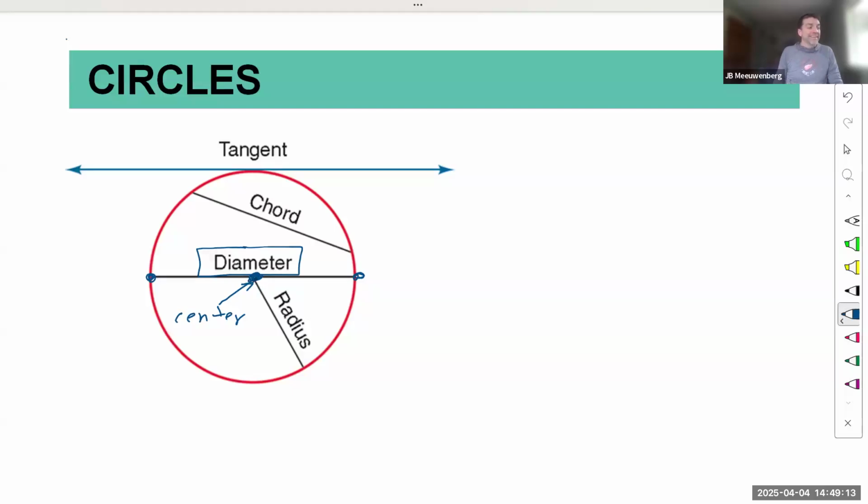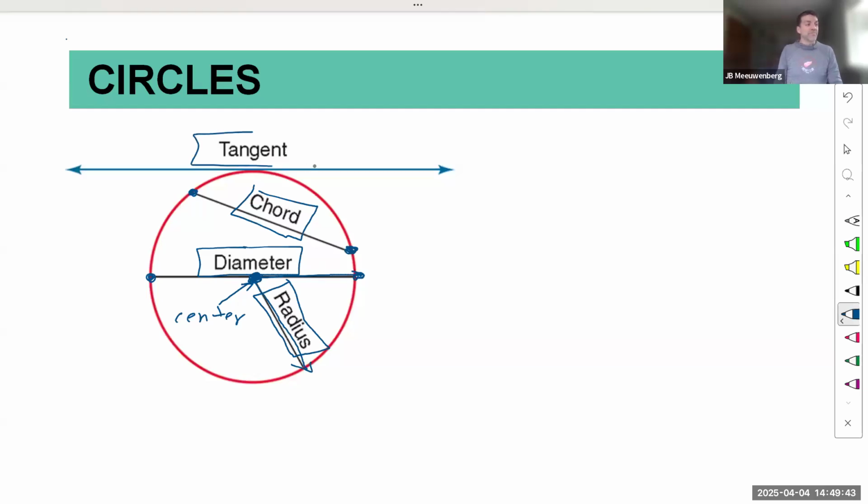If you want to calculate half of that distance, or from the center just out to the edge, that is called the radius of the circle. The radius is always half as long as the diameter. If you pick some random point on the circle and go to some other random point on the circle, not across the middle, that's called a chord. So again, a line segment whose endpoints are both on the circle is called a chord.